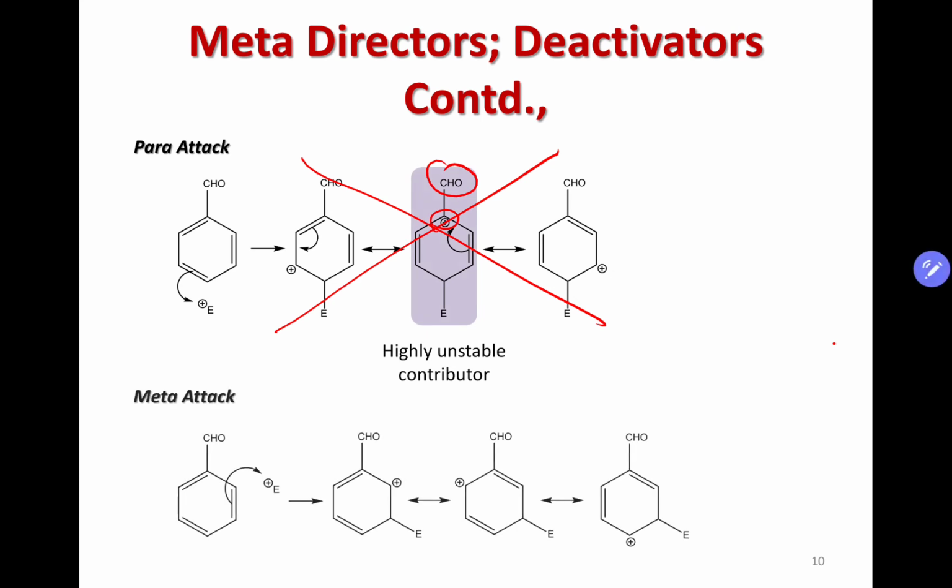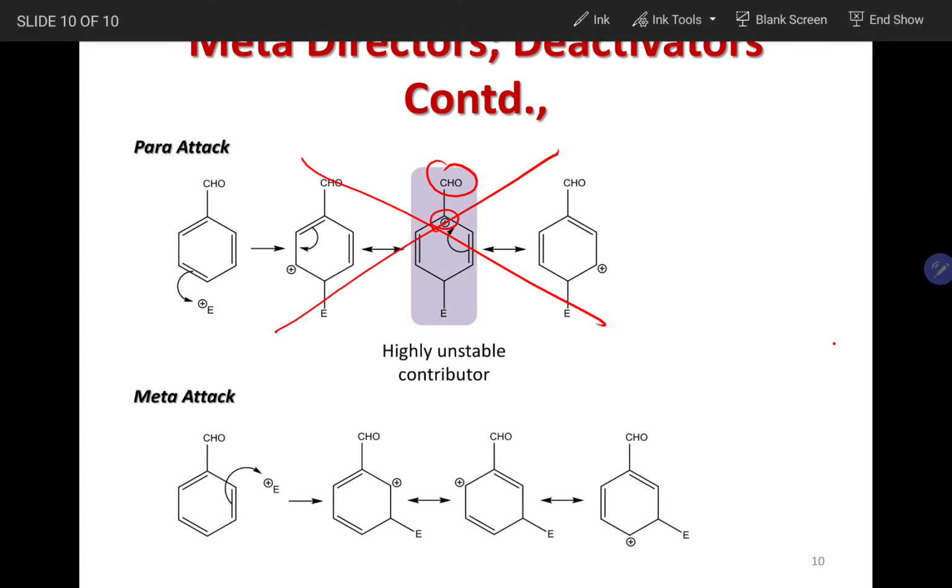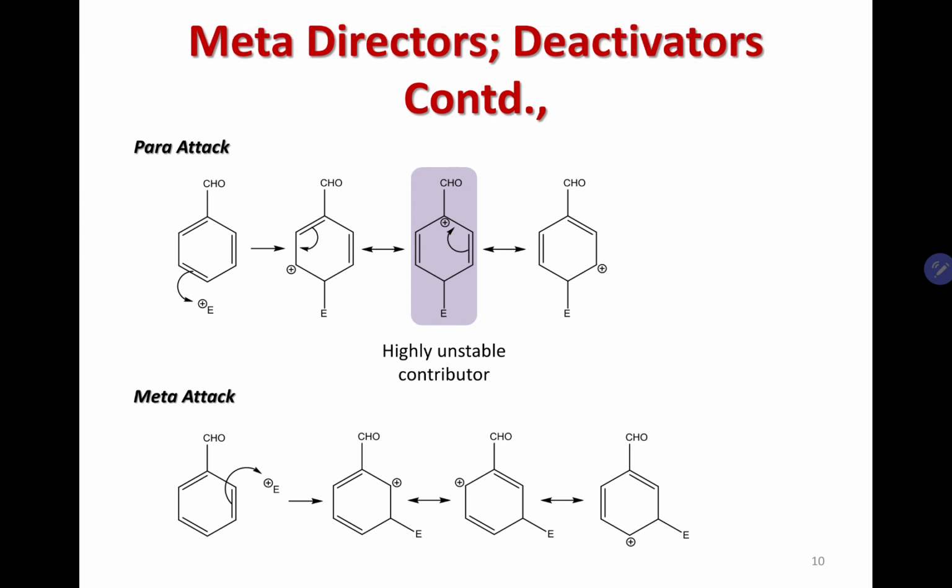And meta attack could be possible. If you really want to attach an electrophile to a benzene, then this can happen. But in here, you no longer have a highly unstable contributor, but you also don't have a highly stable contributor. Since you have neither, it is okay to get another electrophile, but it is not favorable, so it is not activating.